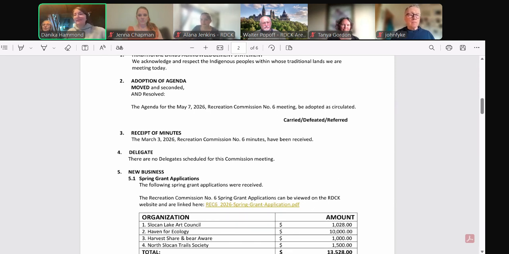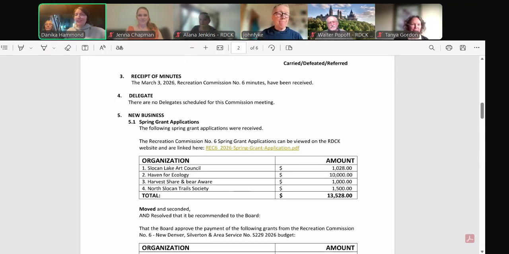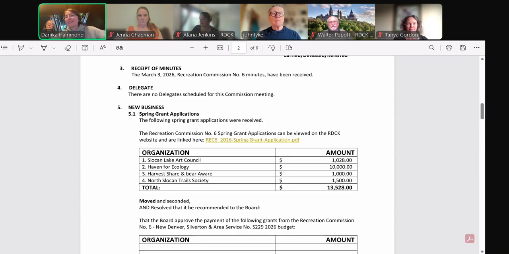I move to adopt the agenda. Moved by Katrina. Second, Fike. Thank you, Councillor Fike. Any errors or concerns? Hearing none. Anyone opposed to the agenda? Great. Hearing none. All in favor, raise your hands or digital hands. We're looking at the agenda now, so it's hard to see everyone. Okay, I'm going to say carried.